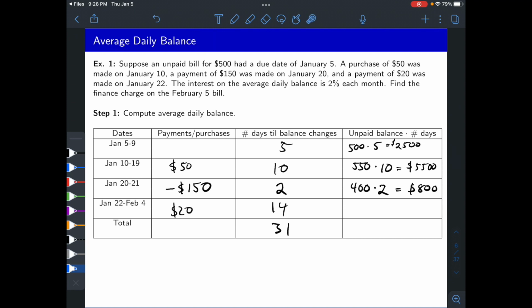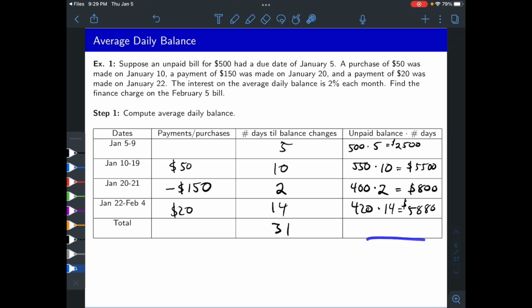Okay, let's fill out this last part of the column. So the balance goes up by $20, so $420, and then stays there for 14 days. And let me type into calculator. 420 times 14 is 5,880. $5,880.